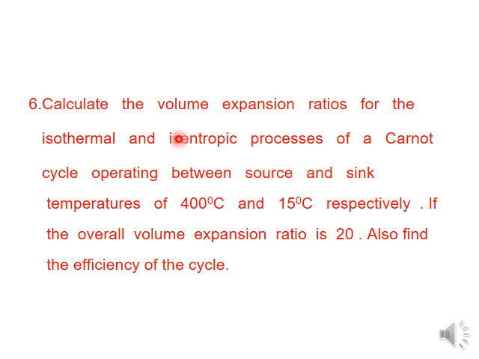Calculate the volume expansion ratio for the isothermal and isentropic process of a Carnot cycle operating between source temperature T1, 400 plus 273, 673, and 15 plus 273. So if the overall volume expansion is 20, also find the efficiency of this cycle. First write the given data.